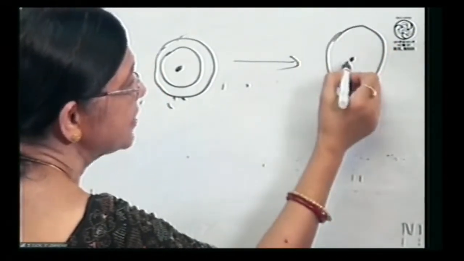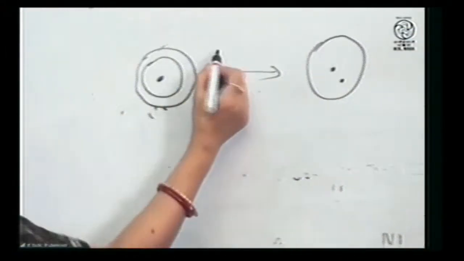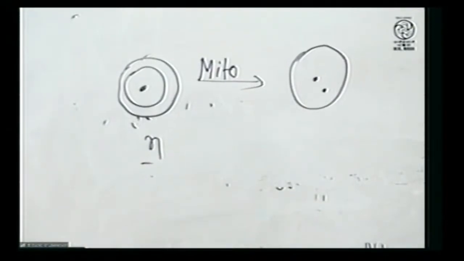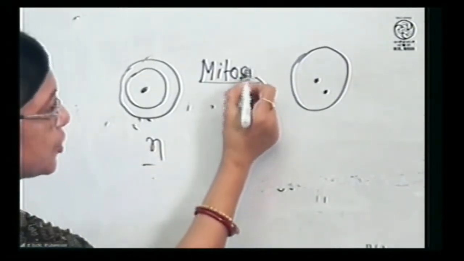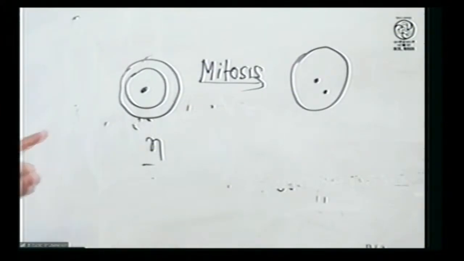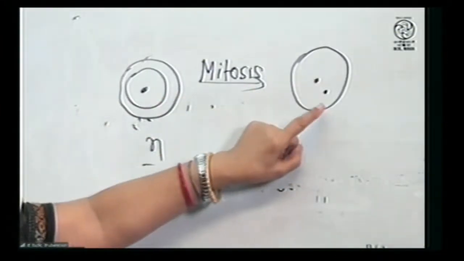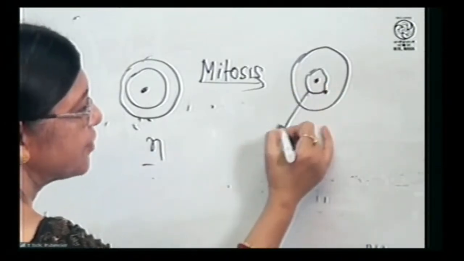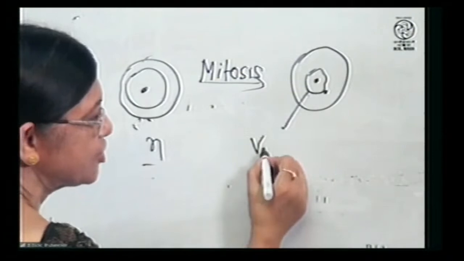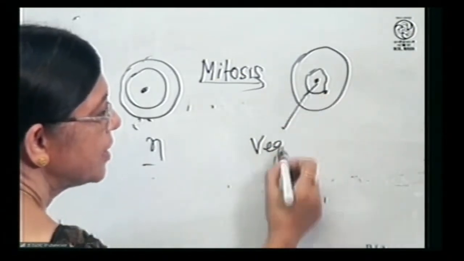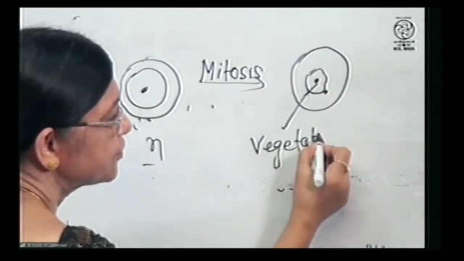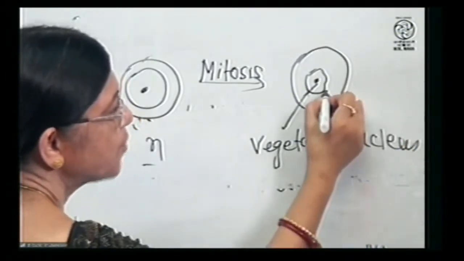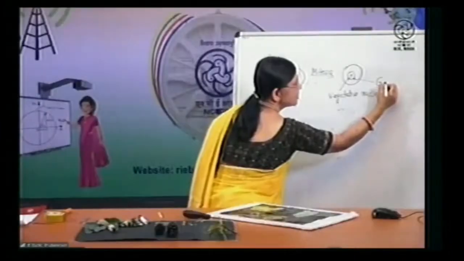Gradually, this nucleus will divide. Now there will be a mitotic division because it is already haploid, so no more meiosis can take place. By mitotic division 2 nuclei will be formed. The one which is large sized will be called the vegetative nucleus. And the small one is called the generative nucleus.